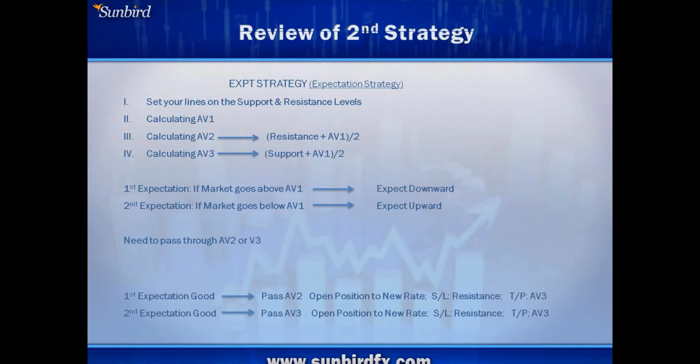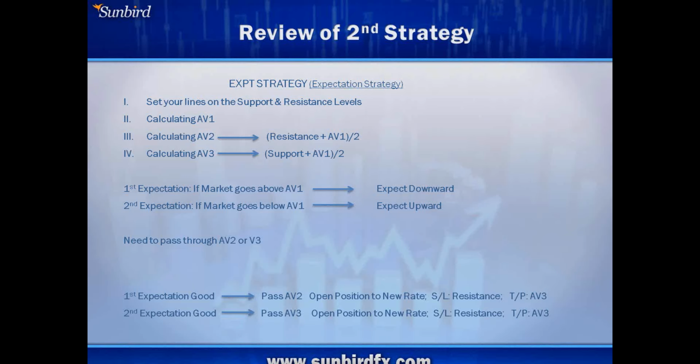Okay, moving forward. Let's review our second strategy, the EXPT strategy, which stands for expectation strategy. Again, we will need to set up our lines on support and resistance levels. We will need to calculate average 1 like we saw previously. We will need to calculate average 2, which is our resistance plus average 1 divided by 2. When I say resistance plus average 1 or resistance plus support, it's our resistance rate plus our support rate or average 1 rate, etc.